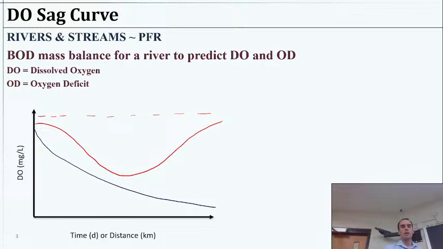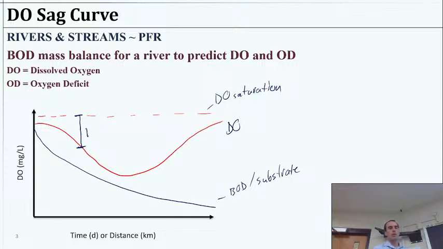We also noted that we can define some oxygen deficit at any given time as the difference between the current DO, so if this is the DO, and this is the DO at saturation, this stuff is the BOD or substrate. Then this here would be called D for deficit. So that's the oxygen deficit.